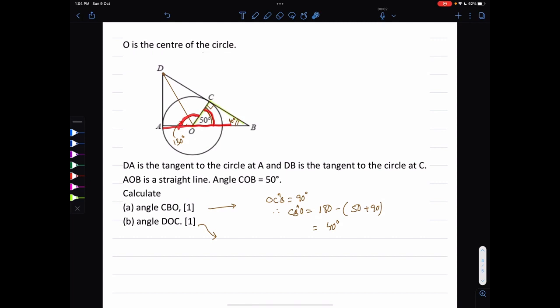Now if you know that this angle COA is 130, then if you recall property number 4, it says that if you pass a line through the external point to the center of a circle, it is going to bisect the angle. So if this angle was 130, the angle DOC is going to be half of 130, that is 65 degrees.